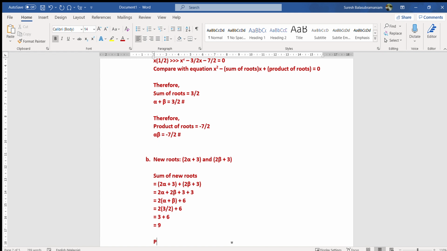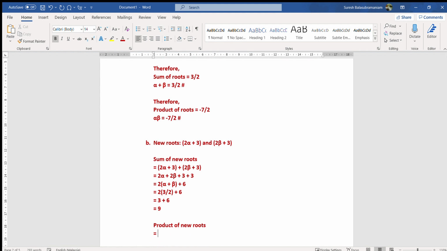I can do the same for product of new roots. So product of new roots is 2 alpha plus 3 multiplied by 2 beta plus 3, then you get 4 alpha beta plus 6 alpha plus 6 beta plus 9.